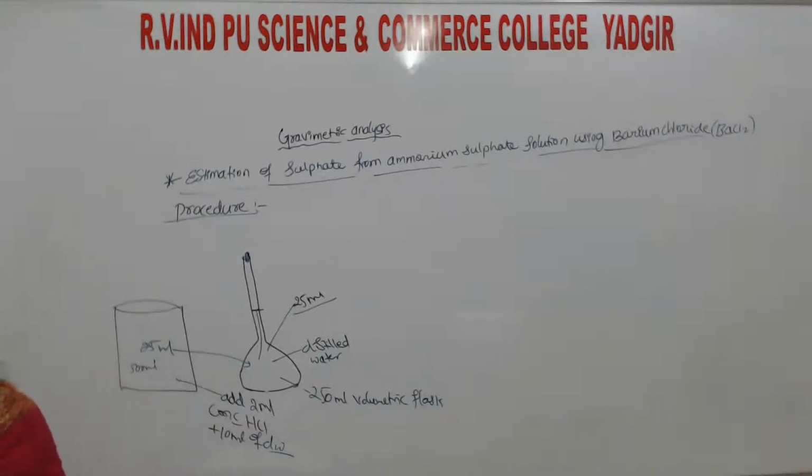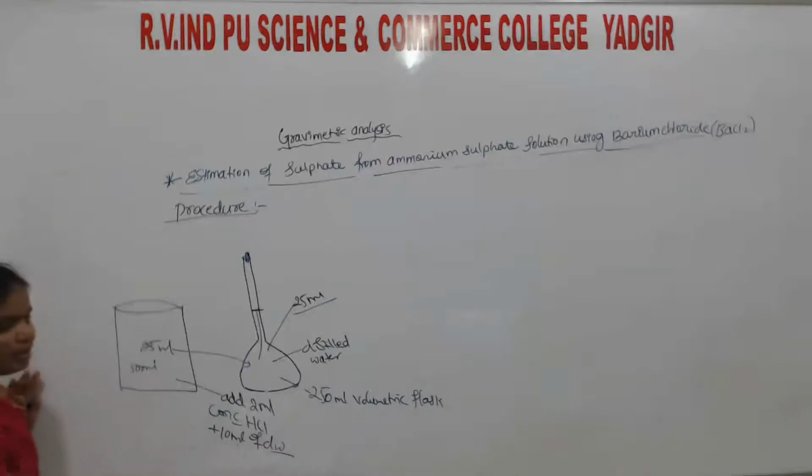of distilled water, and then heat the solution gently to boil. You heat this solution containing 25 ml of solution, 2 ml HCl and 10 ml distilled water. After completion of adding these chemicals, you heat this solution gently, nearly to boil, and to the hot solution you add 5% hot solution of barium chloride.